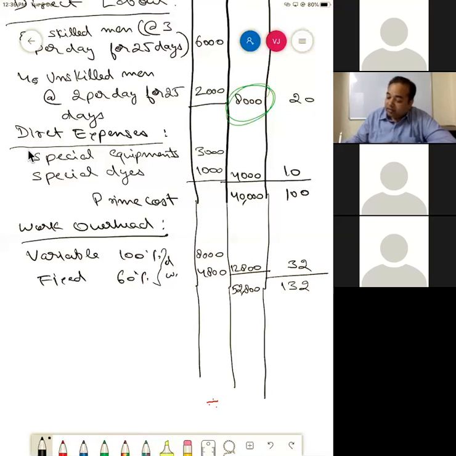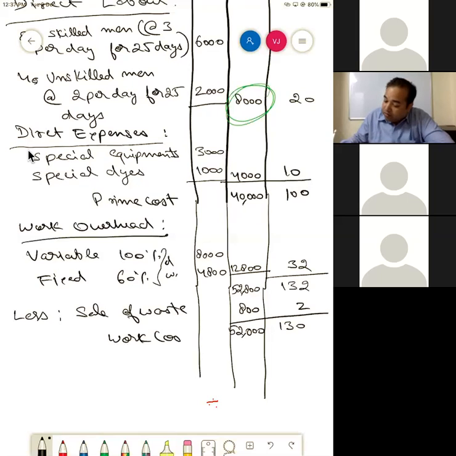Now in this work overhead, if you subtract sale of waste, what you will get? Sale of waste, it is 800 given in the question. You will get 130 over here, and in this 52,000. So this is your work cost. So work cost means prime cost plus work overheads. This is your work cost.